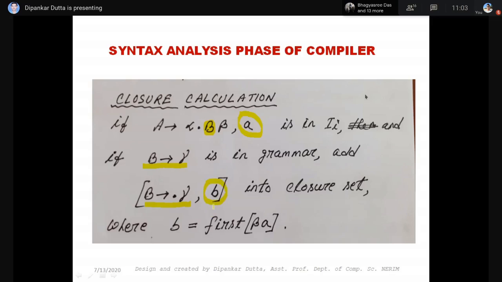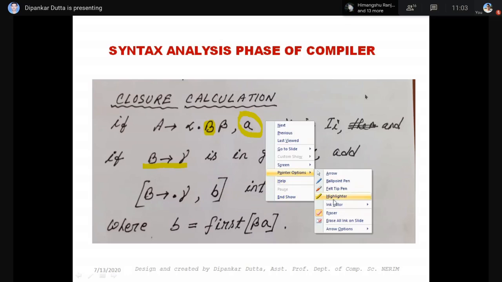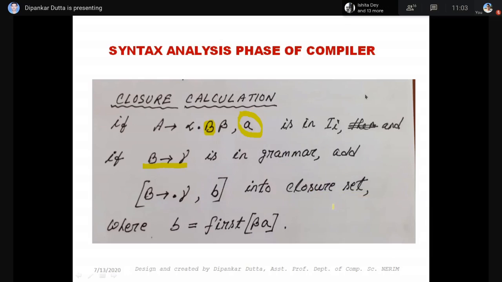So what is b here? To know about the b, we have to check something else. b means first of beta a in this production. What is beta? This is the beta. And what is a? This is the a. So how to calculate this b?